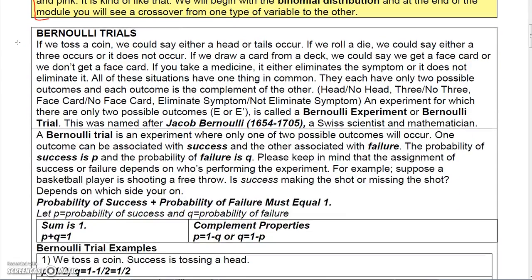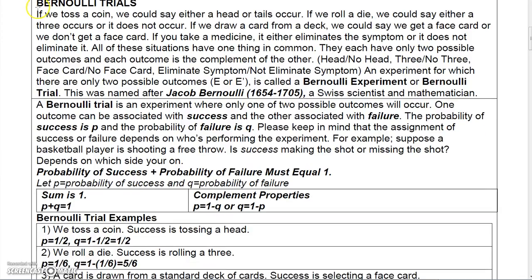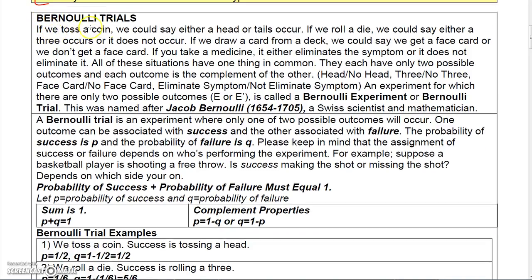Now, before we talk about a binomial distribution, let's talk about what a Bernoulli trial is. If we were to toss a coin, we could say either a head or a tail occurs. Or we might phrase that a head occurs or a head doesn't occur. If we roll a die, we could say either a 3 occurs or it does not occur. If we draw a card from a deck, we could say we get a face card or we don't get a face card. If you take a medicine, you could say it eliminates the symptom or it does not eliminate the symptom. All of these have one thing in common. They have only two possible outcomes.